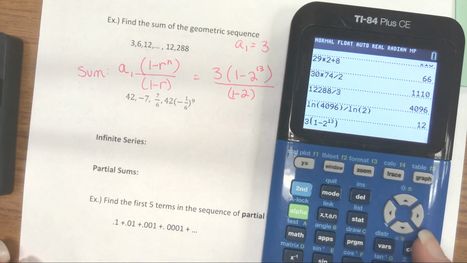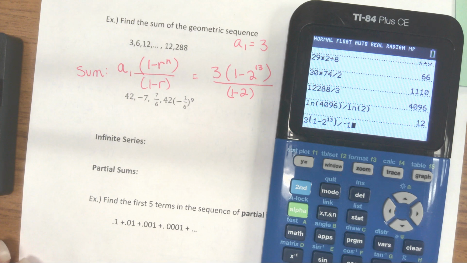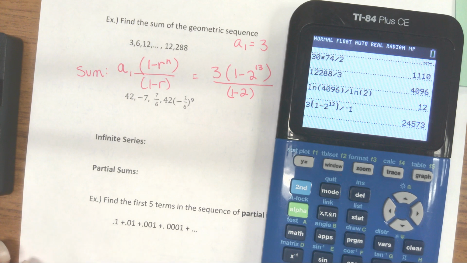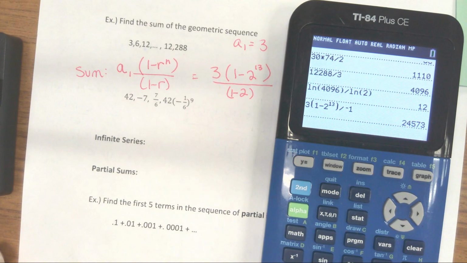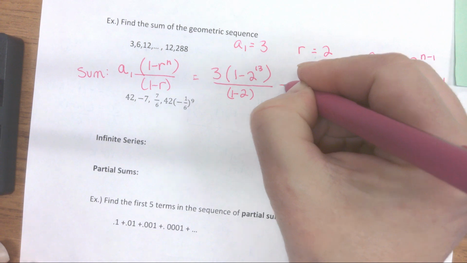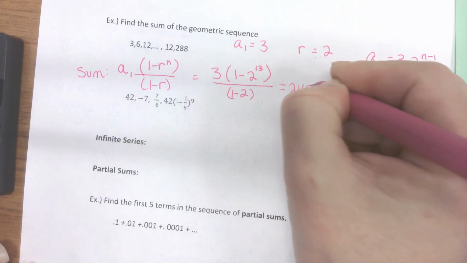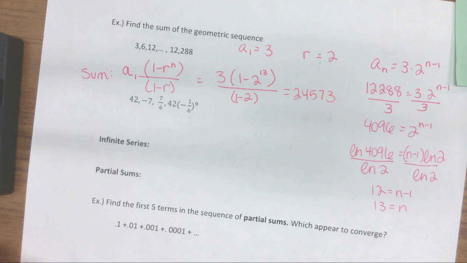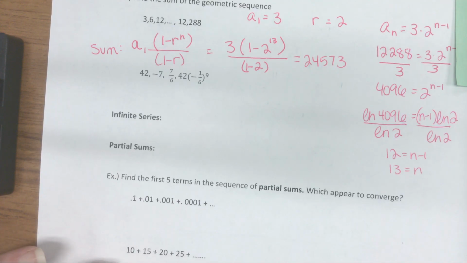I just made this example up yesterday, so it's possible that it's really large. Oh, it's not too bad. I got 24,573. Okay. Am I going too fast?